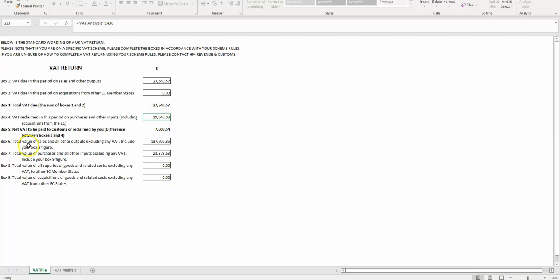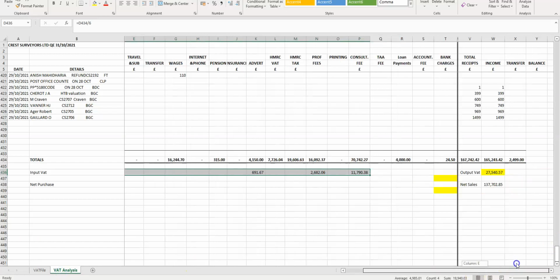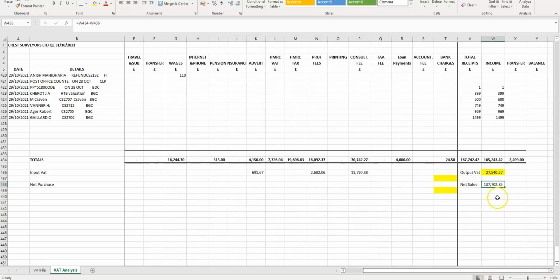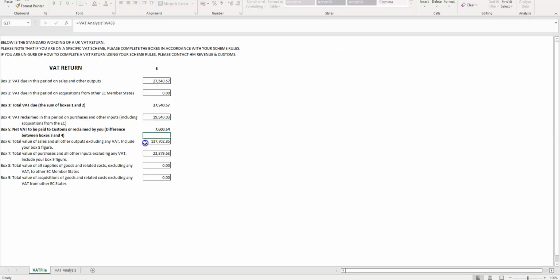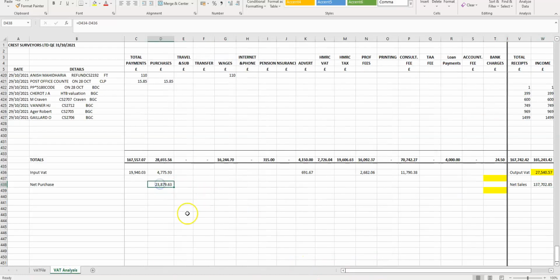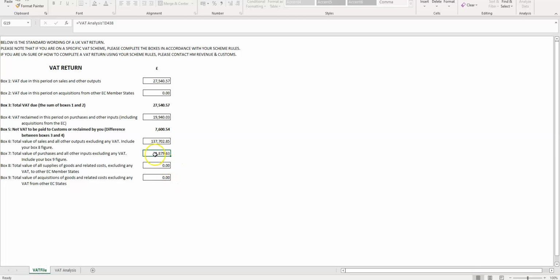And after that, box number 6, we have to say how much is the total sales excluding the VAT. So that's why I need the net sales. If you remember, we found the net sales, that is 137,702. We're going to record this one in this box. And the purchase, how much is the net purchase? Net means that there should not be any VAT inside, and that's my net purchase that we have calculated, 23,879, and this is here. We don't have any dispatch or sales to the European country. We don't have any purchase from the European country, so that's why boxes 8 and 9 are empty.